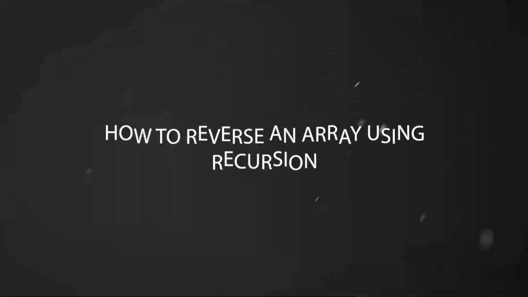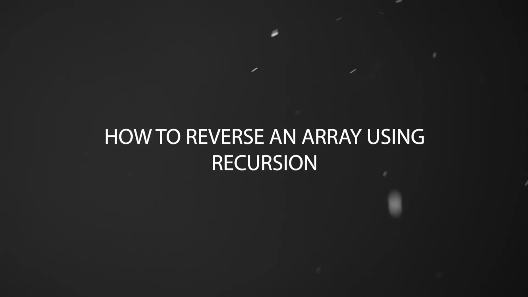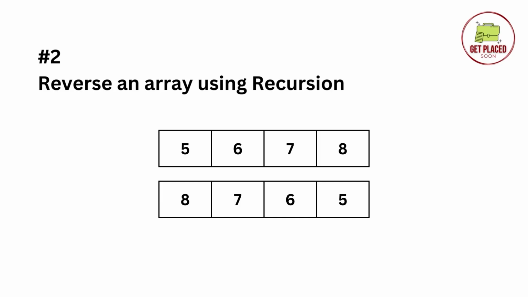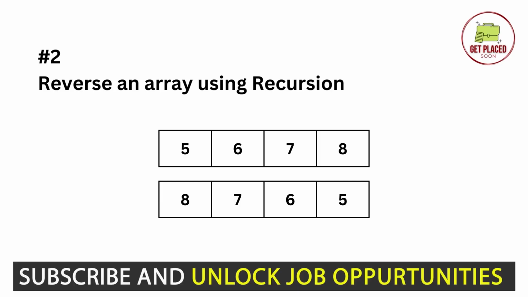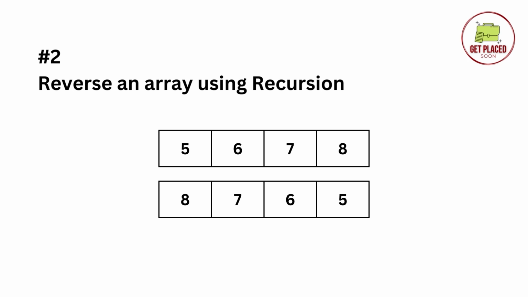In this video, we are going to discuss how to reverse an array using recursion. We already solved this problem in the array series, but here we are doing the same with recursion. In the given example 5, 6, 7, 8, we are going to reverse the array in such a way that it becomes 8, 7, 6, 5. Now let's see how to achieve this in programming.